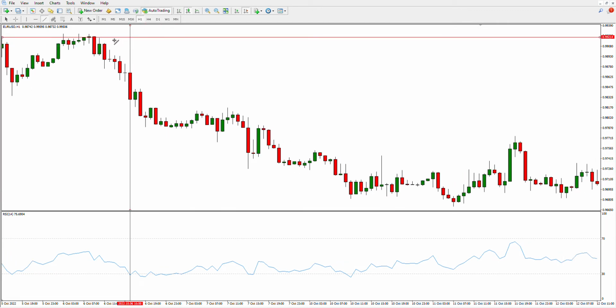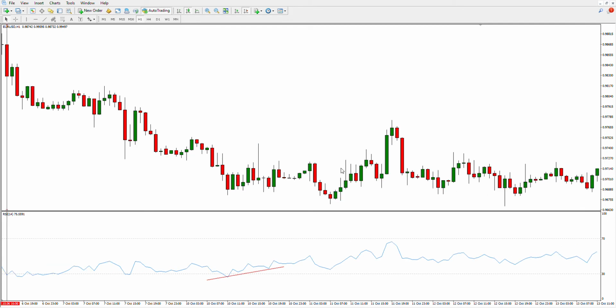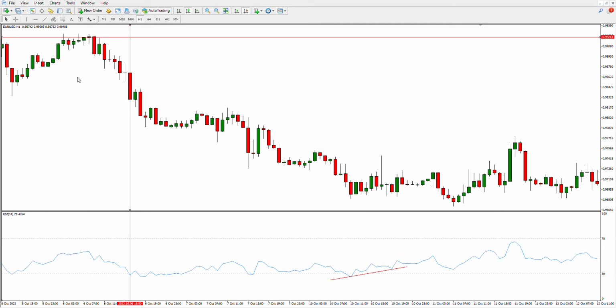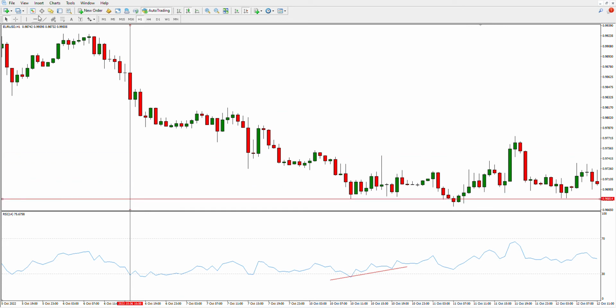which happened probably around about here. It came below the 30 level. We see the divergence there, and yeah, that's when the market really started to go range bound. So I would have liked to have gotten out somewhere probably around about there.